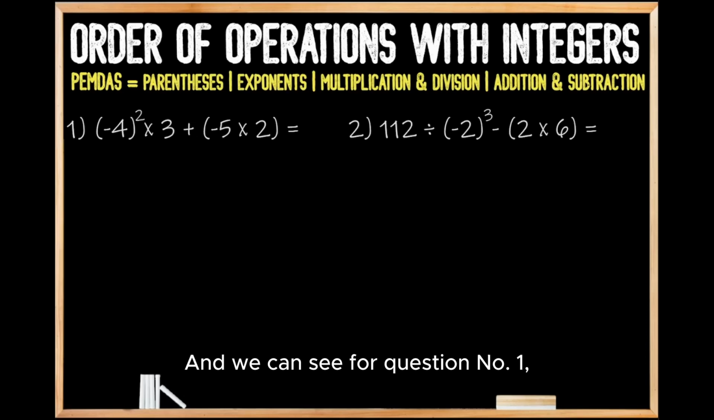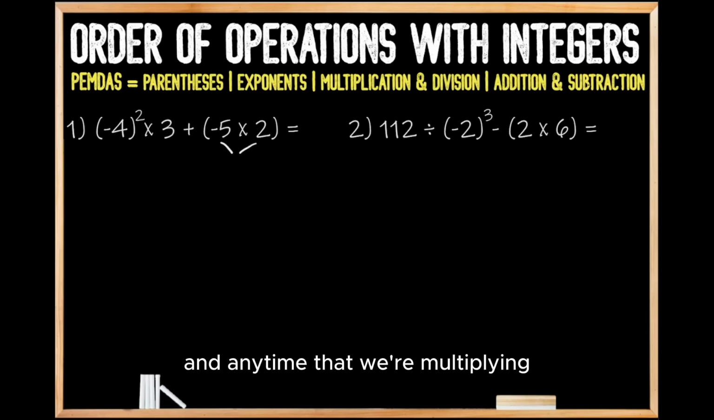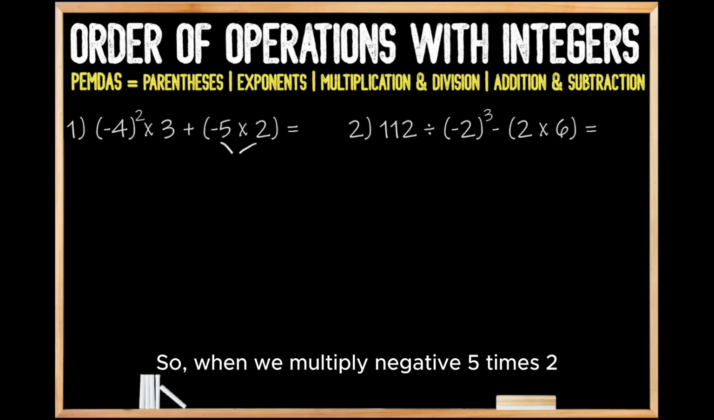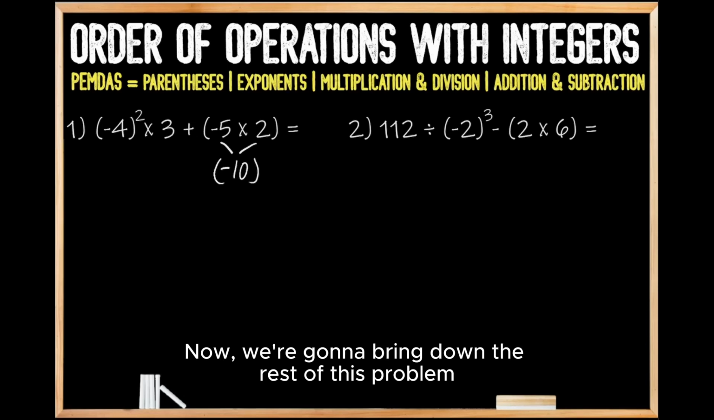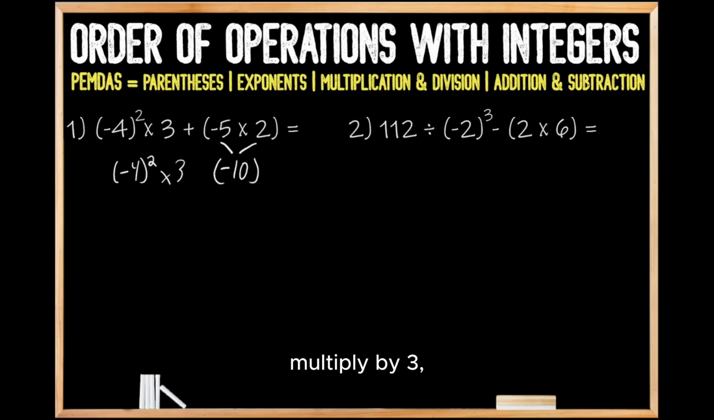And we can see for question number 1 in the parentheses that we have -5 being multiplied by 2. And anytime that we're multiplying two numbers that have different signs, our answer is going to be a negative product. So when we multiply -5 times 2, we're going to get -10. Now we're going to bring down the rest of this problem. So we have our -4 squared, or -4 to the power of 2, multiplied by 3, and then plus -10.